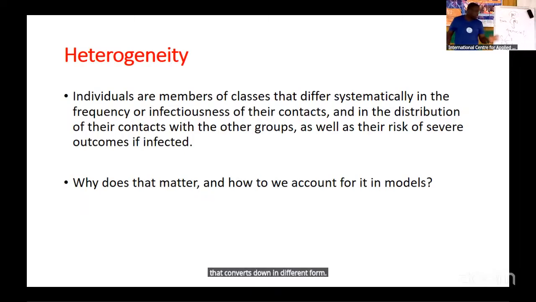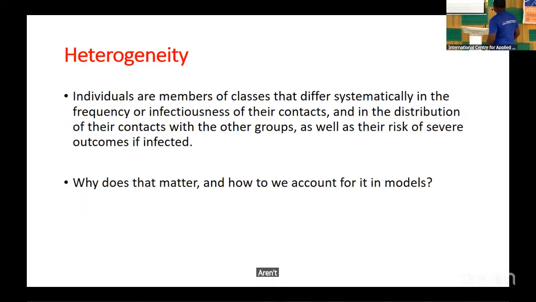The contacts can be different in form, because this is influenced by technological factors, and influenced by environmental factors. When I say environmental, you know what I mean by the climate and land use change and all of that. And then social factors like demography, and the distribution of their contacts with the other groups, as well as the risk of severe outcomes being prevented.